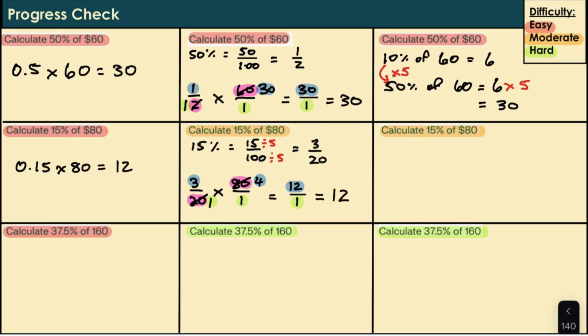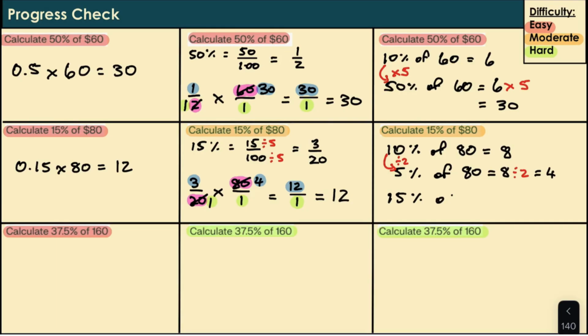Next, the 10% method. 10% of 80 is 8. 5% of 80 is, we divide by 2. And so the 8 will also be divided by 2. And 8 divided by 2 is 4. Now we need 15% of 80. So to get to 15%, we added 10% and 5%. What that means is we need to add 8 and 4, and that will give us 12.